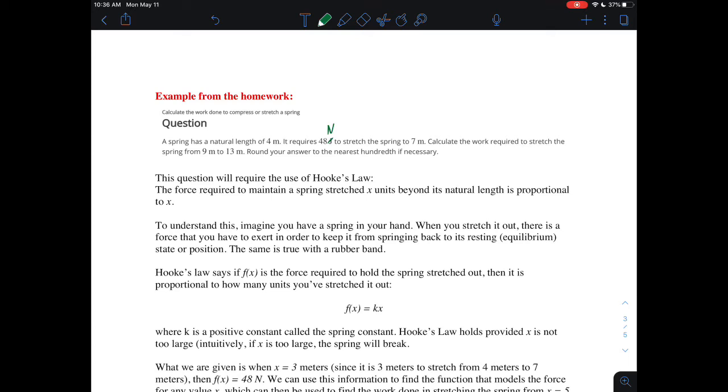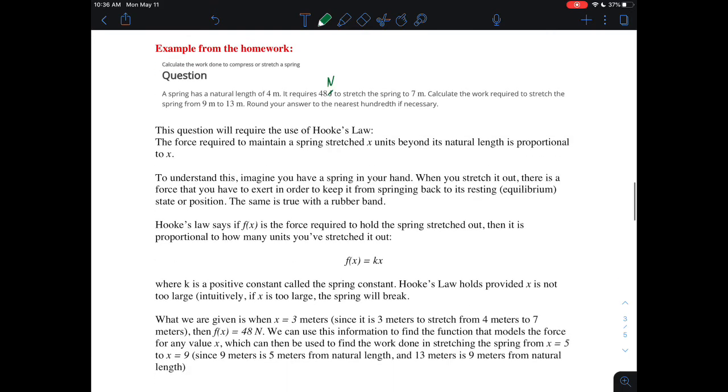So now Hooke's law says if f of x is that force that's required to hold the spring stretched out, that force is proportional to how many units you've stretched the spring out, which is x units. So quite simply as an equation, it means f of x, that force, is equal to k times x, where k is a positive constant called the spring constant. Hooke's law holds provided that x is not too large. Intuitively, if x is too large, you've stretched it out too far, you're essentially going to break the spring.